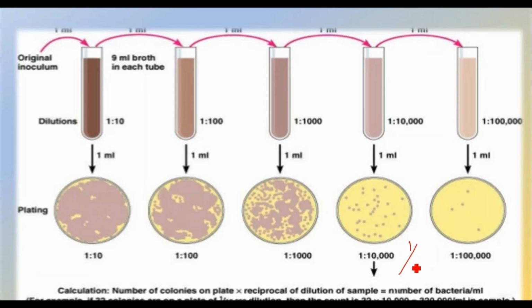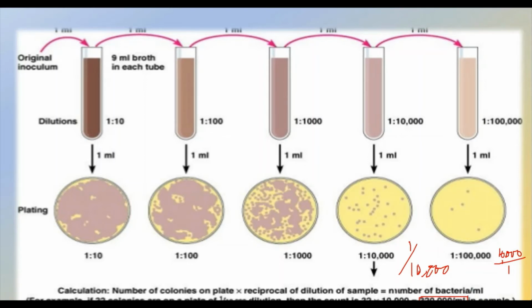So here 1/10,000 is the value, and the reciprocal of it becomes 10,000 by 1, isn't it? So that's why we will neglect this one. So 32 into 10,000 gives rise to this much, that is 32 into 10 to the power of 4 per ml in the sample. So this many bacteria are going to be present in that concerned dilution. Okay, so this is how you are supposed to calculate.